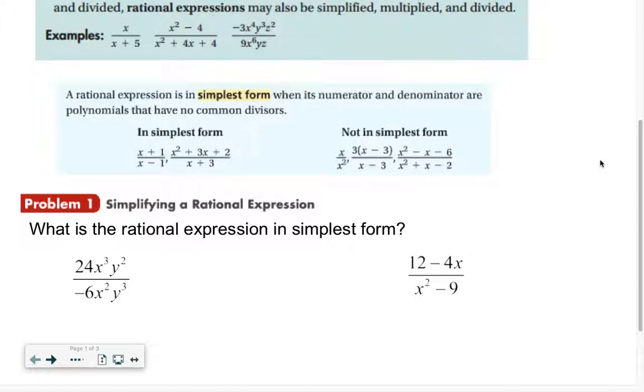Talking about simplest form is when you can't cancel anything. Sometimes you can cancel things, like x over x squared, when we talked about canceling, is 1 over x.